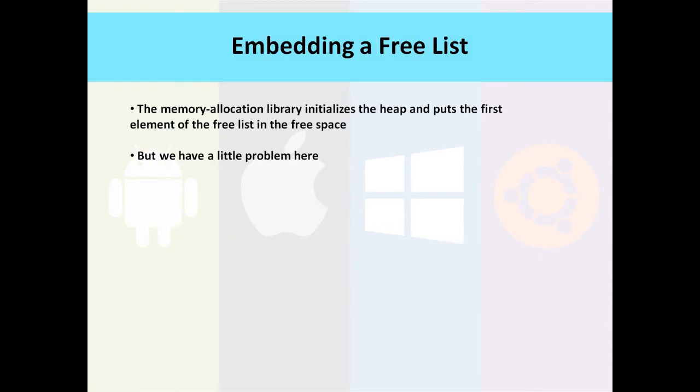Okay, so moving on to the second part, which is embedding a free list. So our memory allocation library initializes the heap. Okay, and at this point the heap would be empty. And then what it does is it puts the first element of the free list in the free space of that heap, which is completely empty. But we have a little problem here.